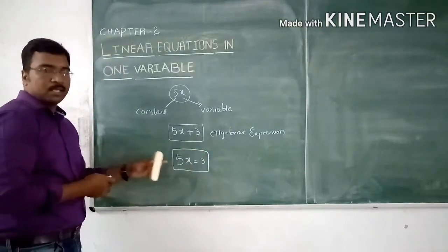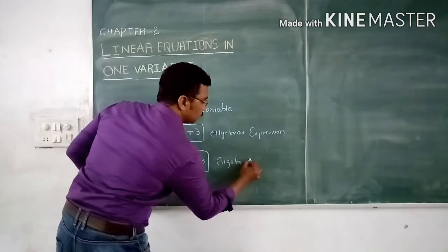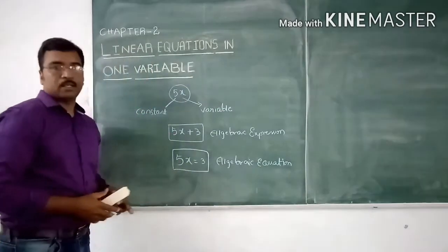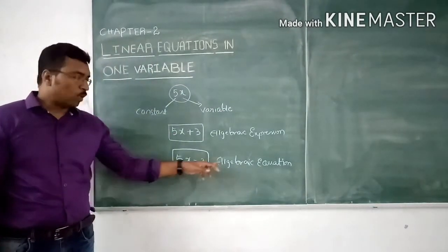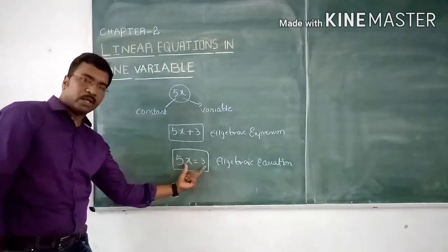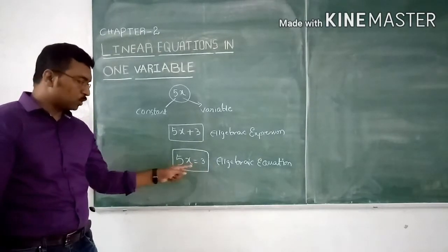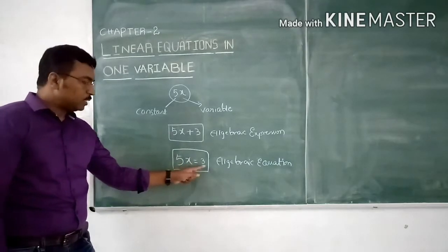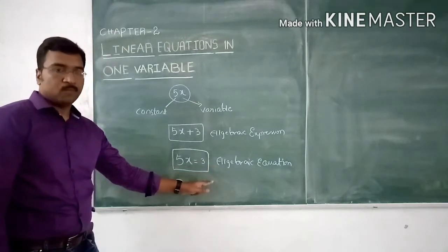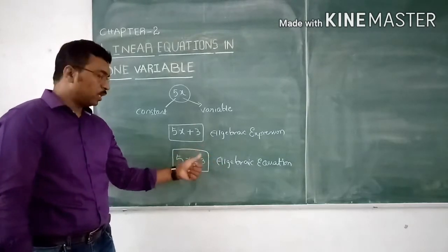What about this? This is an algebraic equation: 5x is equal to 3. What is meant by an algebraic equation? An algebraic equation is the equality of two algebraic expressions. Here 5x is the left side of the equality, so it is called LHS. This 3 is the right side of the equality, so it is RHS. If LHS is equal to RHS, then the solution for that variable will come.